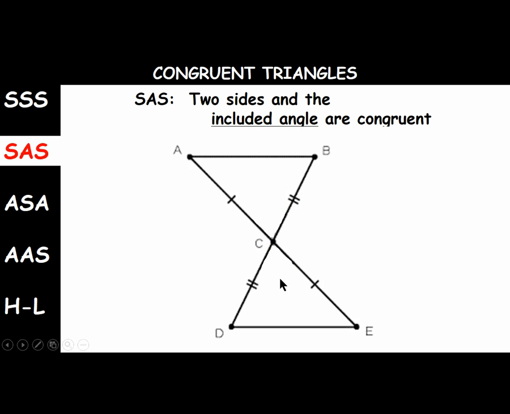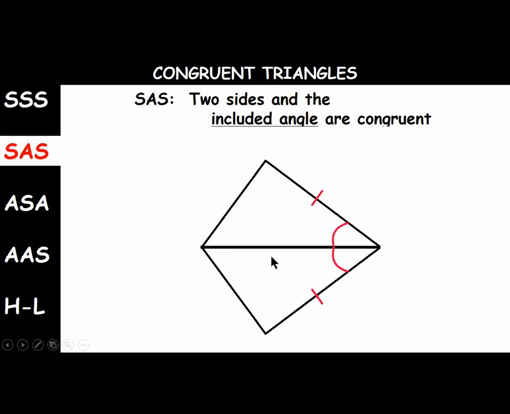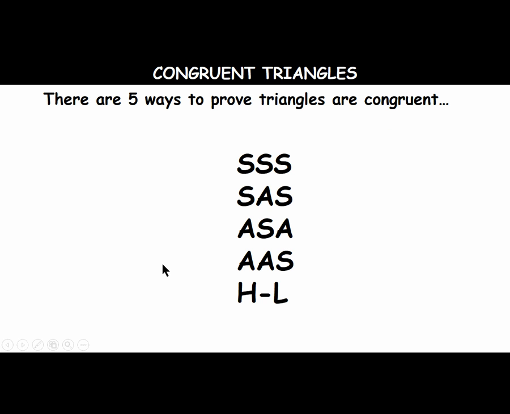Here's an example of side, angle, side, where we'd have to include the vertical angles in the middle. Now we have 2 sides and the connecting or included angle. Here's another example of a side, angle, side, where we'd have to include the reflexive property, that the center segment's congruent to itself. Those are the 2 that we've done so far.